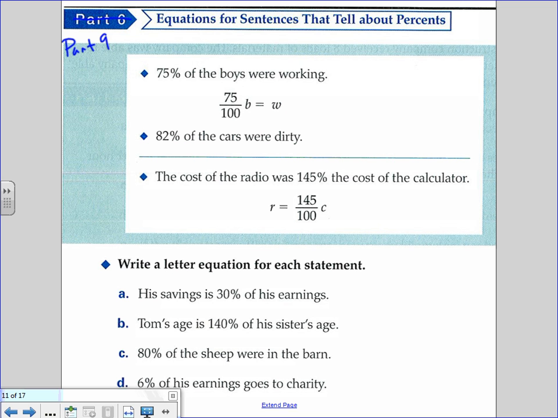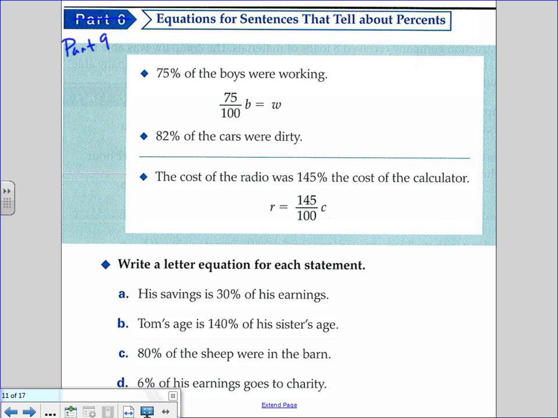So if you look at this first example here, it says 75% of the boys were working. 75% is 75 over 100. Of the boys, "of" means to multiply, and you're multiplying by B, were working equals W, and there's our equation for that. So if we look at the next one here, 82% of the cars were dirty.